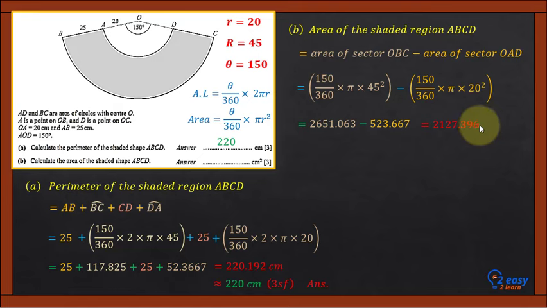and your final answer is 2127.396. Round it off to three significant figures, 1, 2, 3. Third significant figure is 2. After it the number is greater than 5, so 2 is rounded up, it will become 3, and the rest of the number becomes 0. So the final answer is 2130 square centimeter.